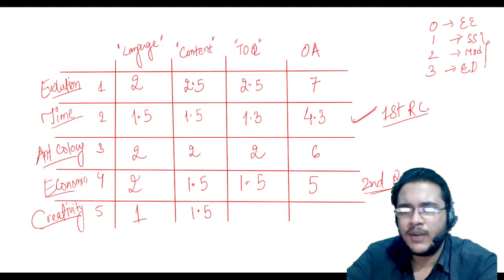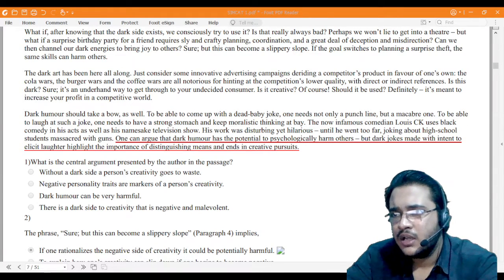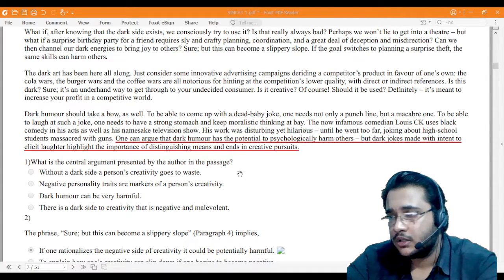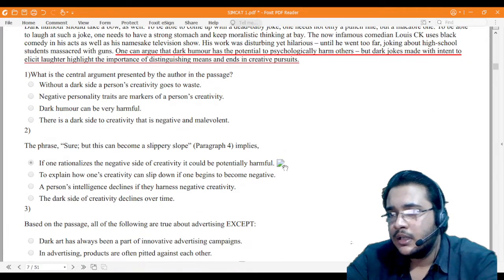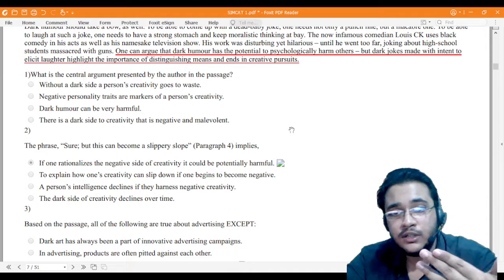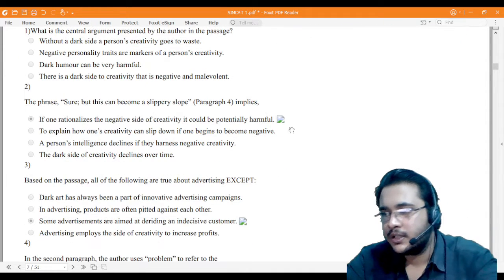And let's go back to the questions. Let us read the question. What is the central argument presented by the author in the passage? Very important question, infer type question. Okay, I like this. The phrase 'sure, but this can be a slippery slope' is in paragraph 4. Direct question. We don't really need to think too much. This is a direct question.